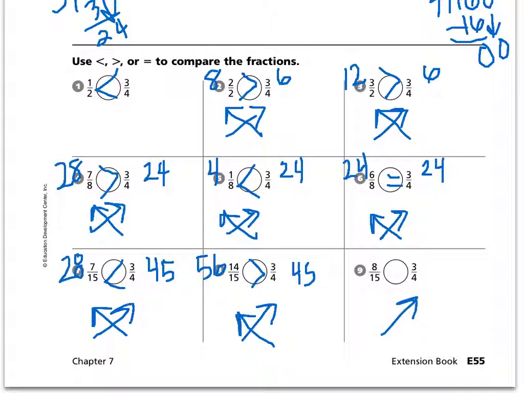Do the same thing. 15 times 3 is 45, and 4 times 8 is 32. 45 is greater than 32. 3/4 is greater than 8/15. Remember to show your work. If you don't have your work, I don't know how you got your answer.